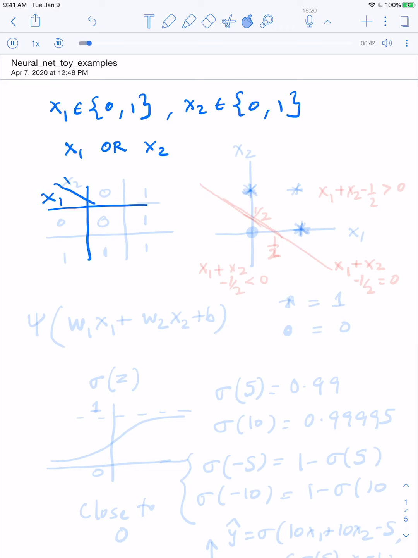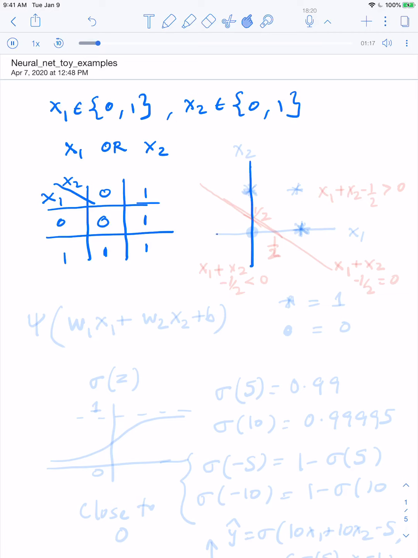So x1, x2 taking values 0, 1, 0, 1. And so if it's OR, then basically we have ones everywhere except when both of them take value 0, at which point we get 0, right? So these are binary logic functions. But what if we now treated x1 and x2 as real numbers and see what these decisions correspond to in the two-dimensional plane? So let's look at that now.